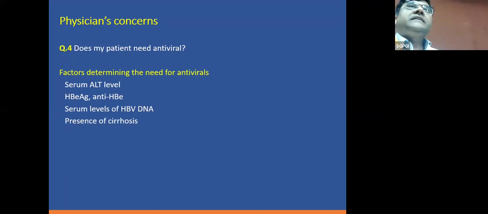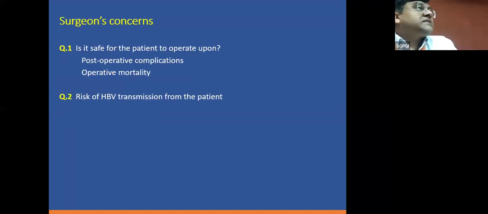Does the patient need antiviral? That we have already learned based on the treatment guideline. Apply the same guideline here in your given patient after evaluation. If you find chronic hepatitis B, evaluate for cirrhosis, DNA, ALT, and decide whether treatment is needed or not. It has nothing to do with the surgery itself. Then the question is the surgeon's concern. That was the physician's concern, who has been consulted by the surgeon.